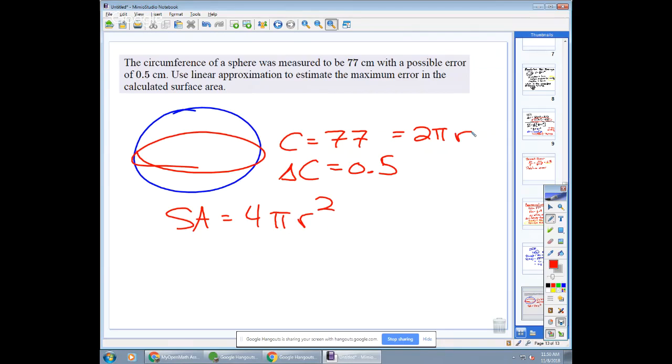So that 77 is 2 pi r. So we have to link those together because what we want to find is d of the surface area. Which means I need to find the derivative of that. And then multiply by delta r. Ooh, how am I going to find delta r?